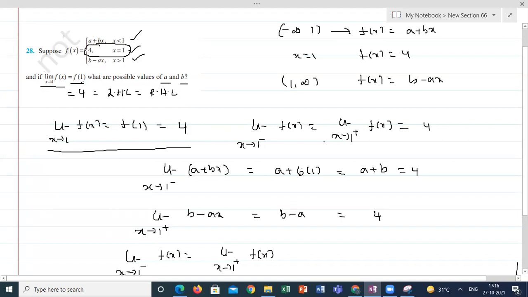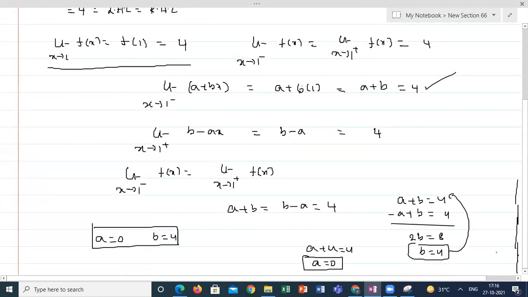Left hand is a plus bx. At x is equal to 1, a plus bx is a plus b, which is equal to 4. Right hand limit is b minus ax, that is b minus a is equal to 4. So when is it possible? If a is equal to 0, b is equal to 4, this is possible. For other values of a and b, other than 0 and 4, the limit does not exist. Understood? Yes, sir. Next one.